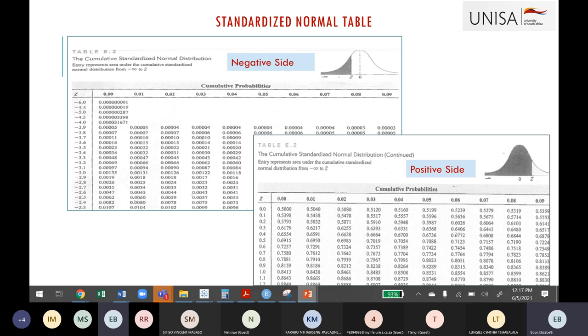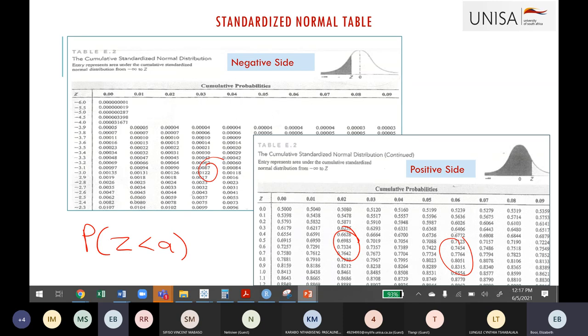We also learned that the table has the negative side and the positive side of the table. And all these tables contain the values of Z less than A. So it means all these probabilities that we find on this table are the probabilities of Z less than a value of A, and the value of A will be the Z score.